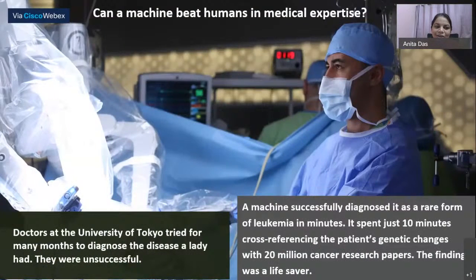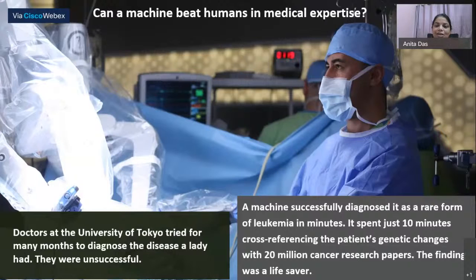Let me tell you another scenario where AI technology has really helped to find a solution. In a hospital in the University of Tokyo, one patient was admitted, and the doctors diagnosed the disease in the lady, and then they prescribed medicines, and the lady was undergoing the treatment. But the bad news was she was not responding to the treatments. What may be a reason for this? Maybe the diagnosis was not proper, isn't it? Otherwise, the disease should respond to the treatment.